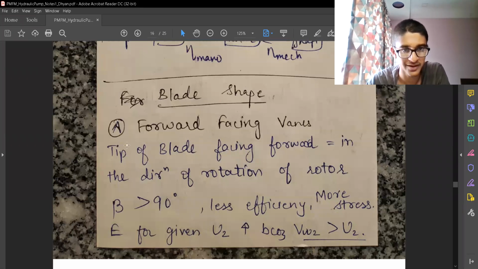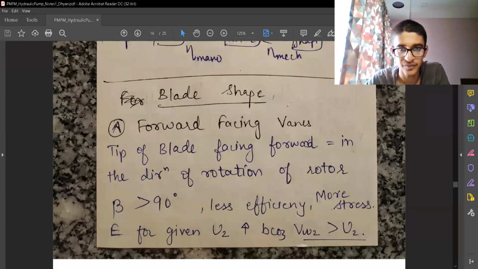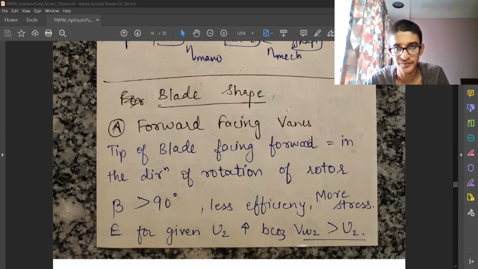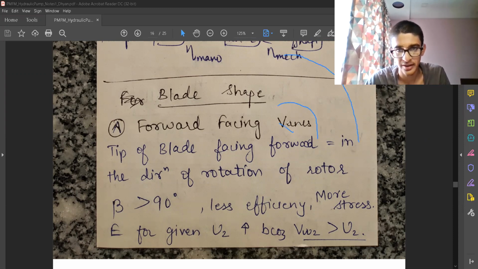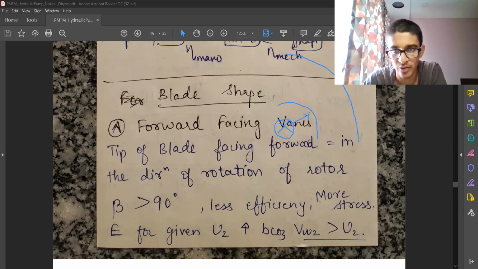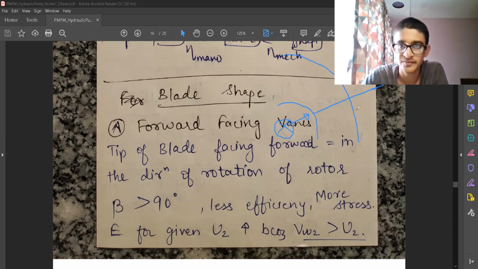So first is the forward facing blade. In this, the tip of the blade is facing forward in the direction of rotation of the rotor. Earlier also I have shown, this is the inlet side, this is the exit side. From here, axially it is coming inside, and radially it will flow outwards. So let's say this is the radially outward direction, perpendicular to both the inward and outward direction.